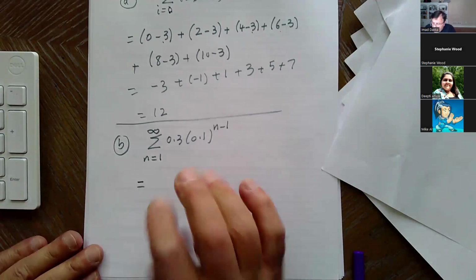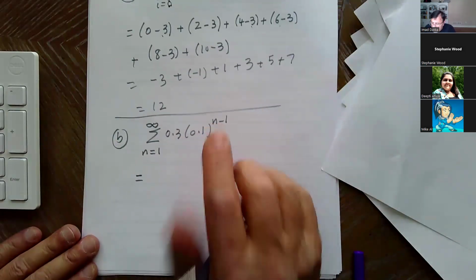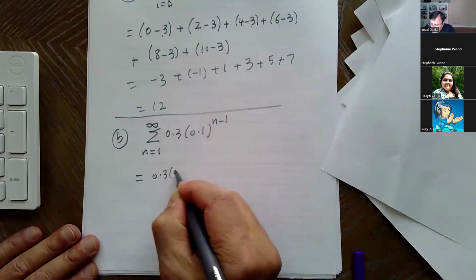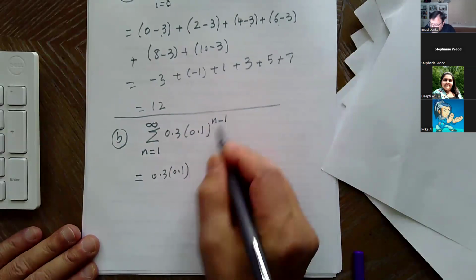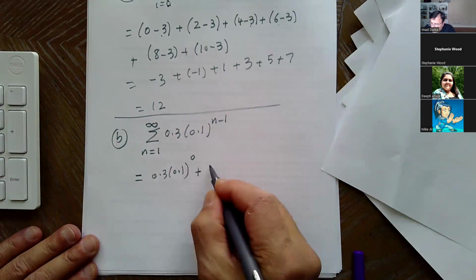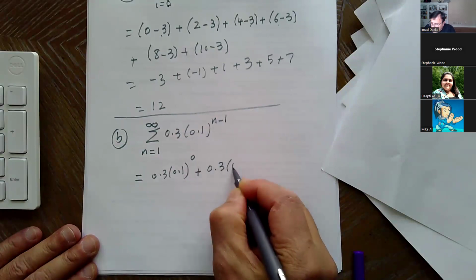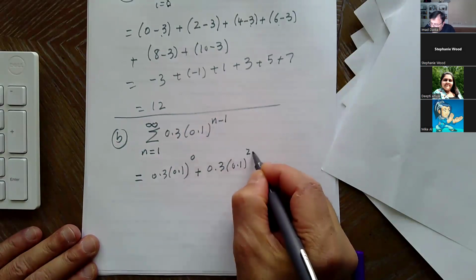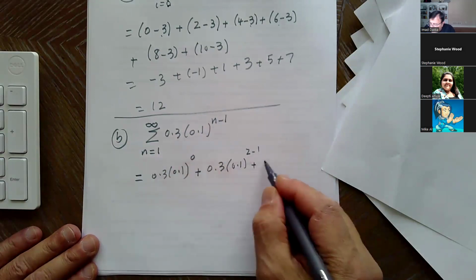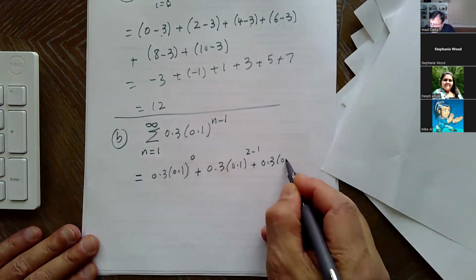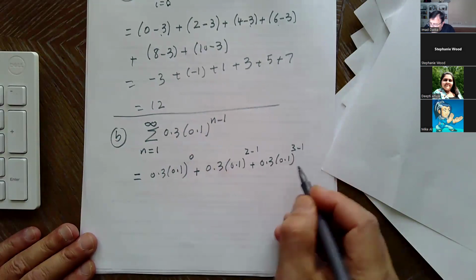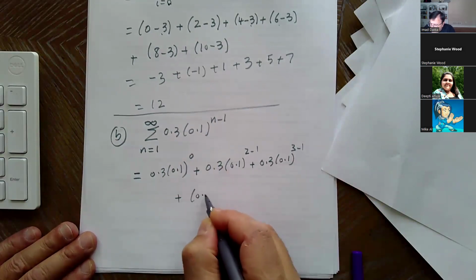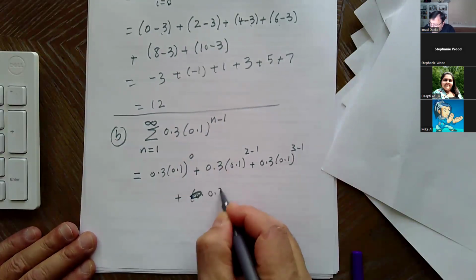So this equals, if we plug a 1 in there, it's 0.3, 0.1, and 1 minus 1 is 0. If you plug in a 2, 0.1, 2 minus 1. If we plug in a 3, 3 minus 1. If we plug in a 4, and I'm going to stop after that.